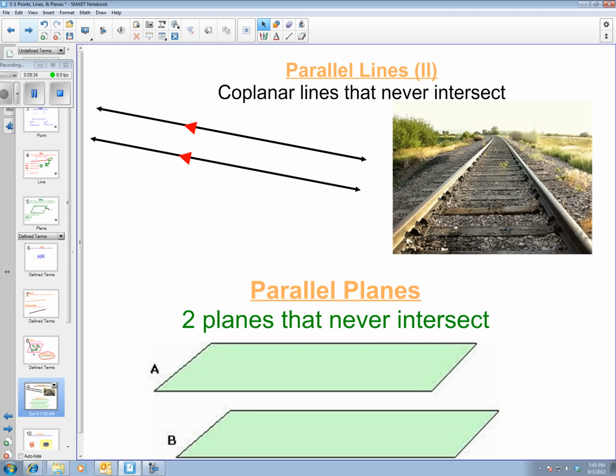Next is parallel lines. Parallel lines are coplanar lines that never intersect. Just like our picture here of the railroad tracks are coplanar lines. If you look at the lines whenever you're in class for the tiles on the floor or the tiles on the ceiling, those are parallel lines. They are coplanar lines that never intersect. Similarly to parallel lines, we have parallel planes. Parallel planes are two planes that never intersect. Think of the floor and the ceiling.